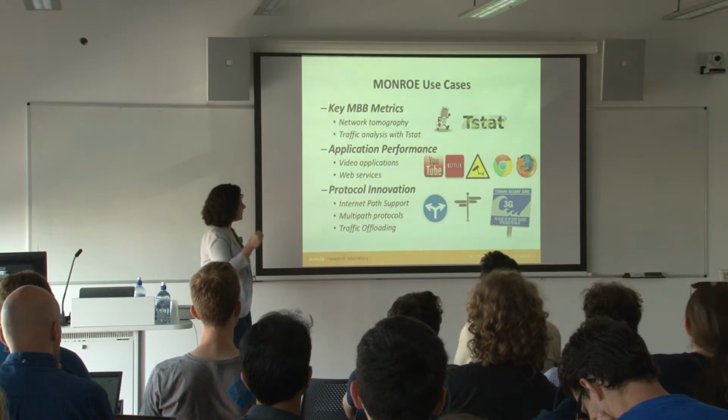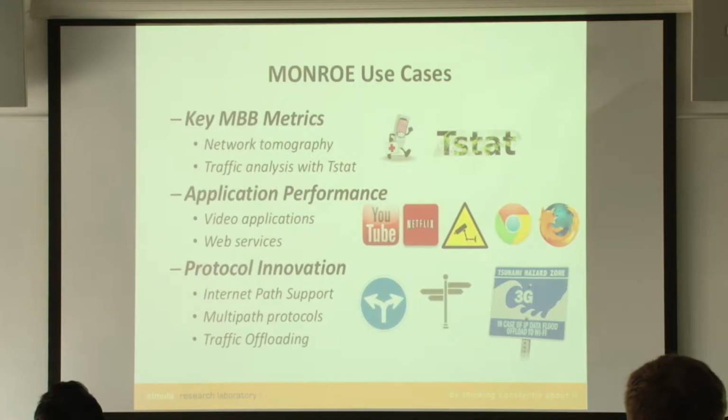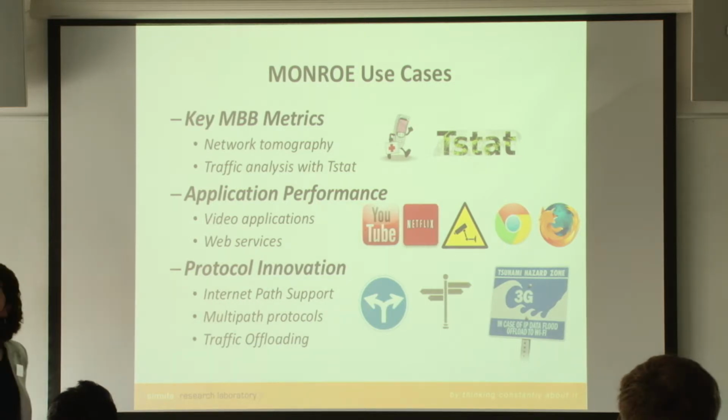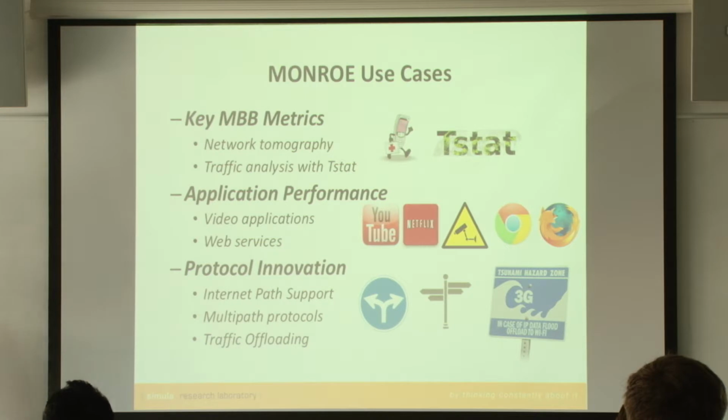A little bit about each use case, and I will go into more detail. For the mobile broadband metrics, we are talking about network tomography, like how the mobile ecosystem looks, and traffic analysis. For the applications, we are mostly considering video and web. Of course, there are new applications that might emerge, and we will be happy to accommodate that. But most of the traffic is video and web, so I think we are covering most of it.